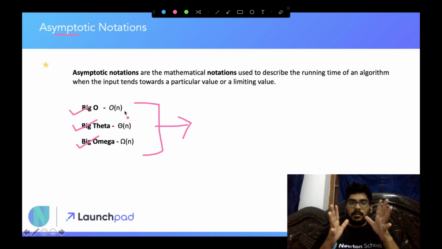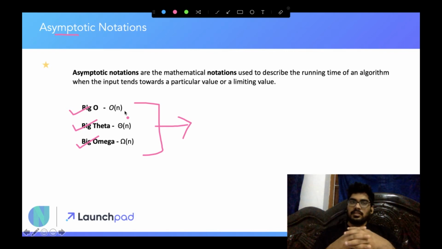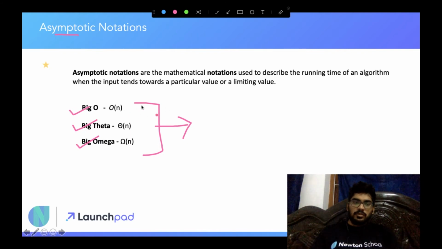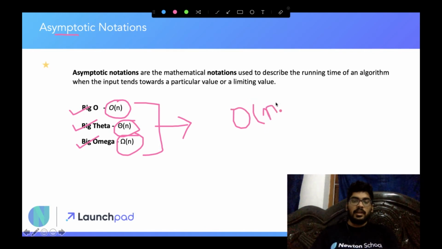This lecture is just focused on time complexity. The next lecture will be focused on space complexity and some more topics. So these three will help us analyze the time of an algorithm. We'll understand them one by one. So what will big O do? Big O will help you identify the worst case. We'll understand what the worst case is, but it will help you identify the worst case.